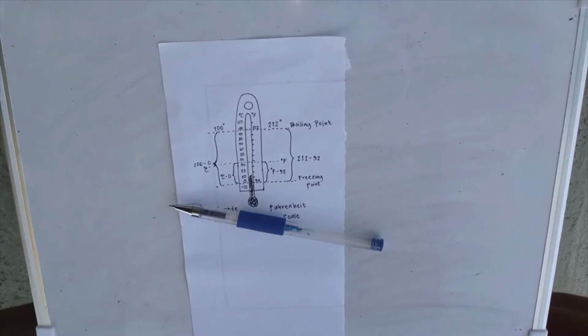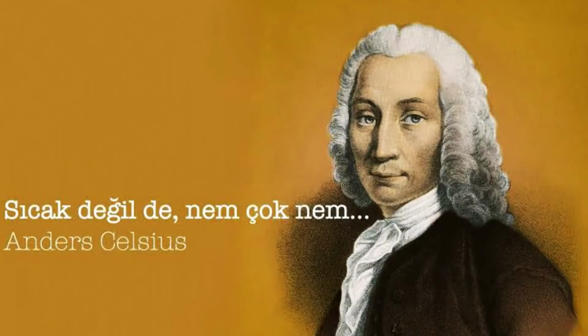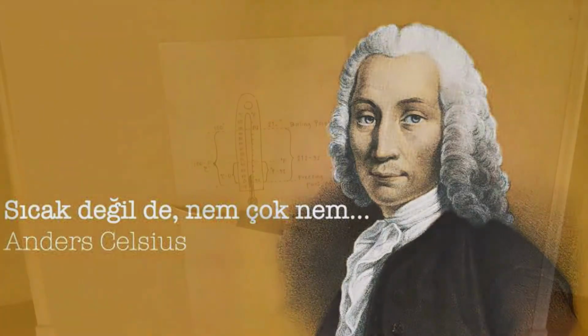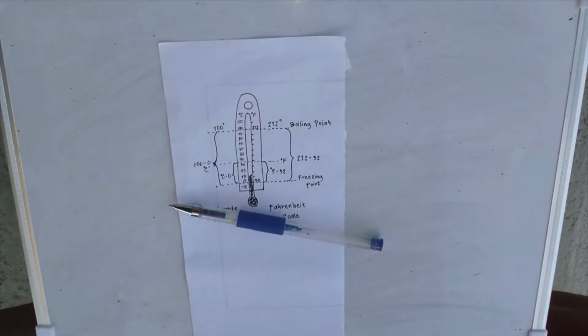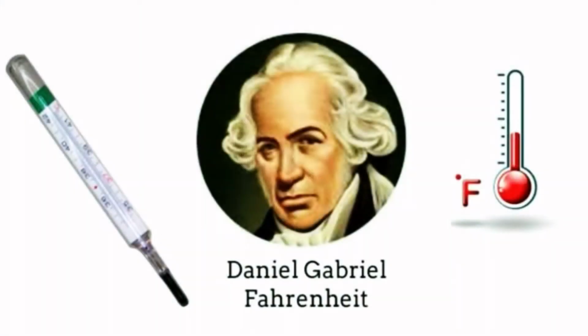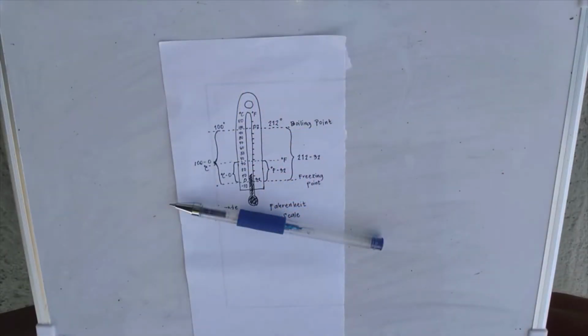temperature. The unit Celsius was named after the Swedish astronomer Anders Celsius. In this unit of temperature, the boiling point and freezing point are 100 degrees and 0 degrees respectively. On the other hand, the unit Fahrenheit was named after the German physicist Gabriel Daniel Fahrenheit. In this unit of temperature, the boiling point and freezing point are 212 degrees and 32 degrees respectively. So let's proceed to our objective.